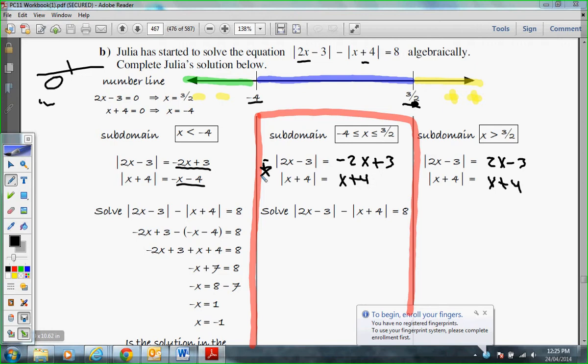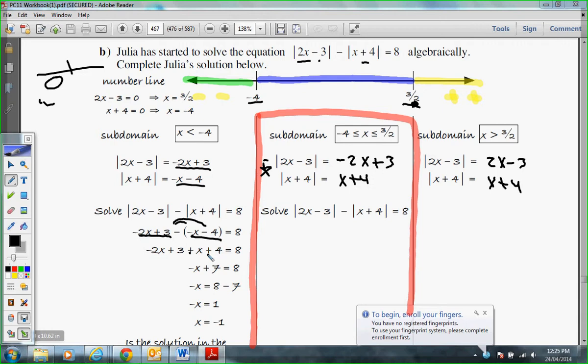Okay, and so that just establishes which ones you use to solve. You can see the work done already for you here on the left. So you take the negative 2x plus 3 and you put it up here: negative 2x plus 3, minus negative x minus 4, equals 8. So we're essentially just plugging it in. Now we just solve algebra-wise. Negative, negative, negative, negative. That means these are both plus, plus.